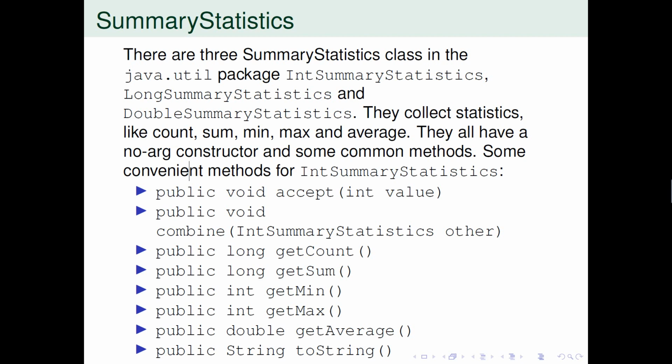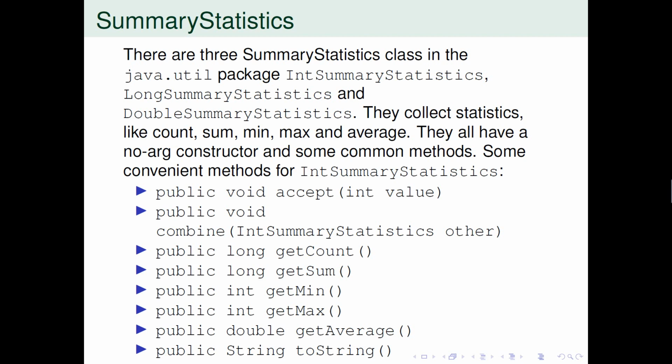Like we have an int summary statistics, long summary statistics, and the double summary statistics. There are three such classes. Okay, and they collect statistics like count, sum, min, max, and average. Right? So they all have got a no argument constructor, and there are some common methods. Some convenient methods here which are suggested are this.